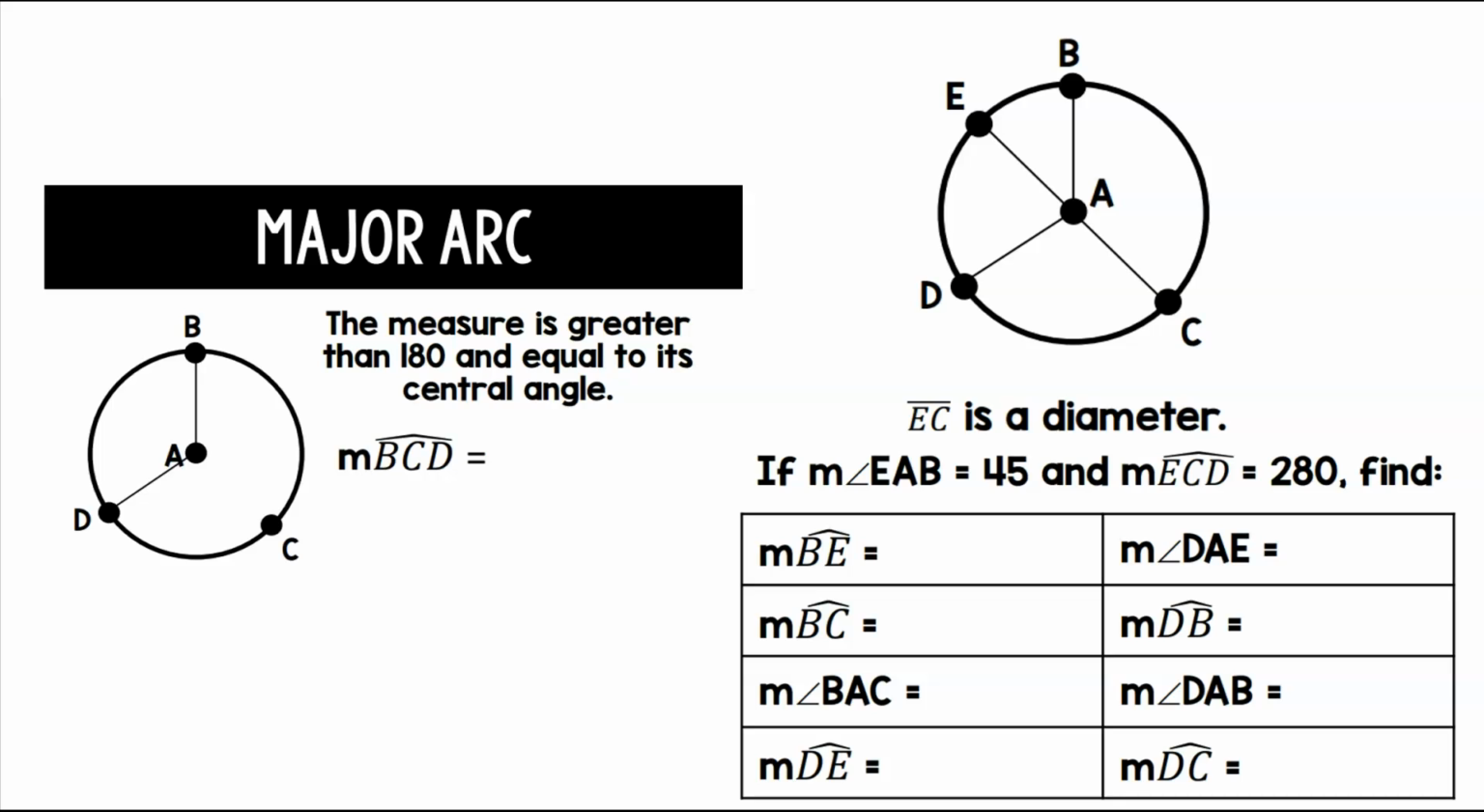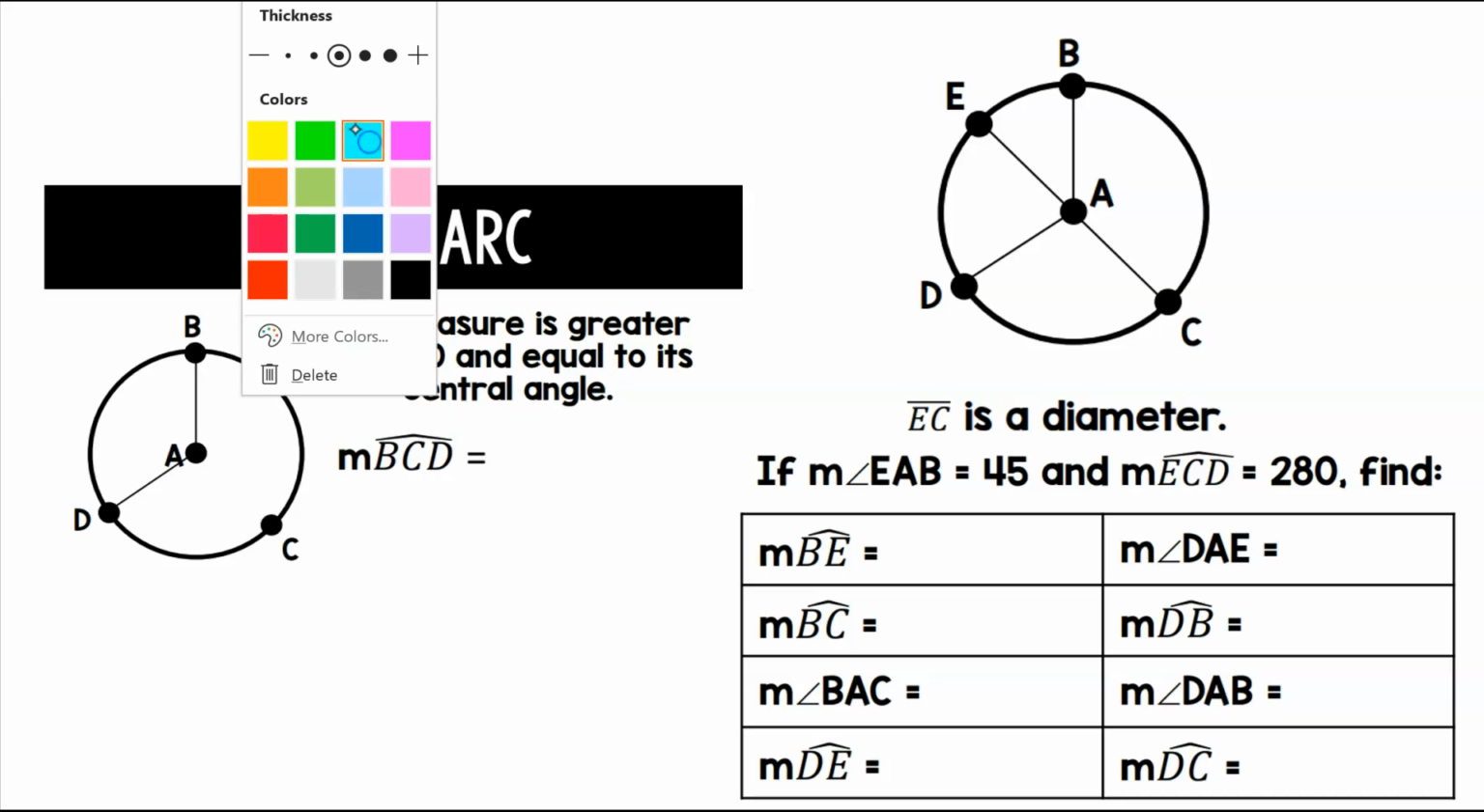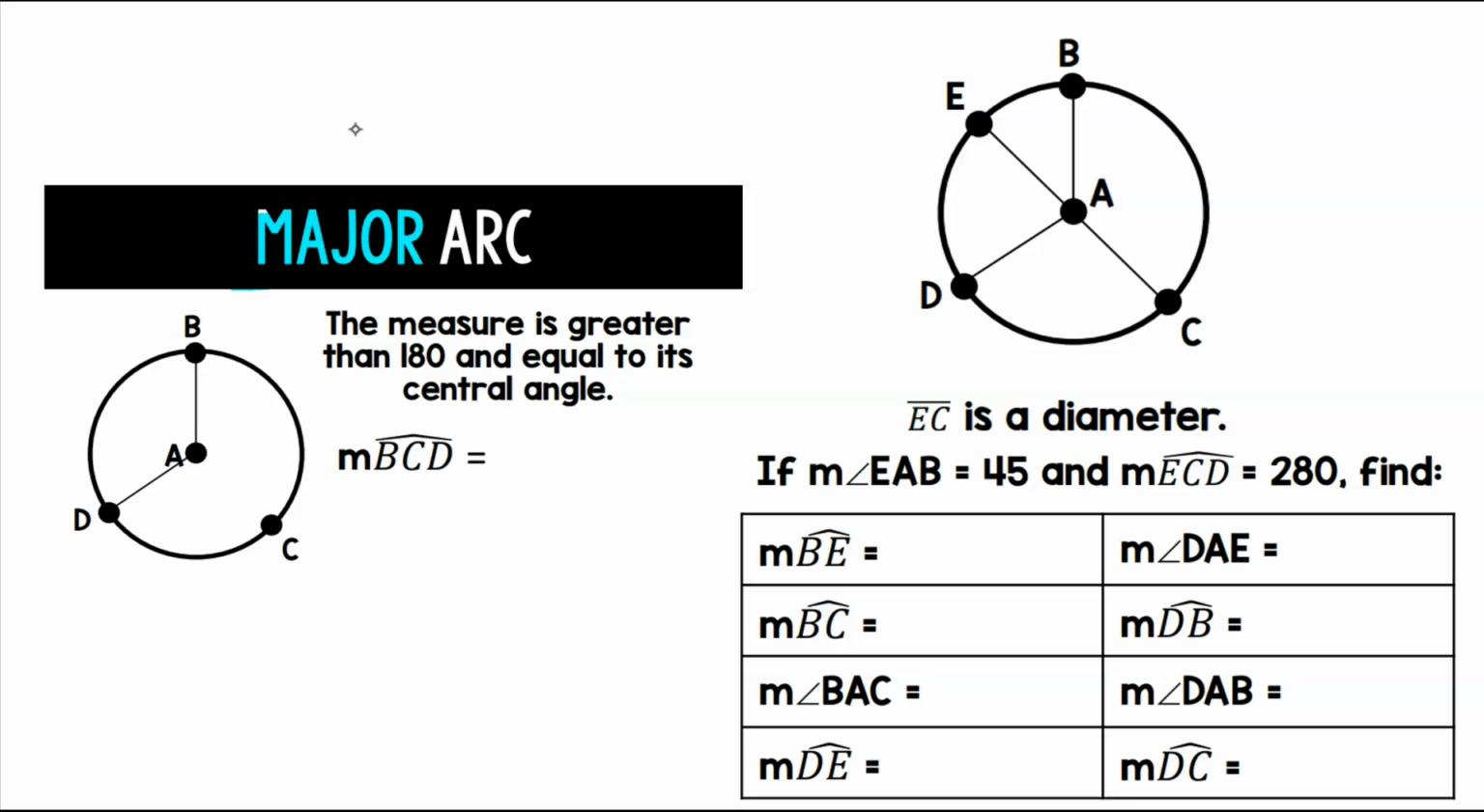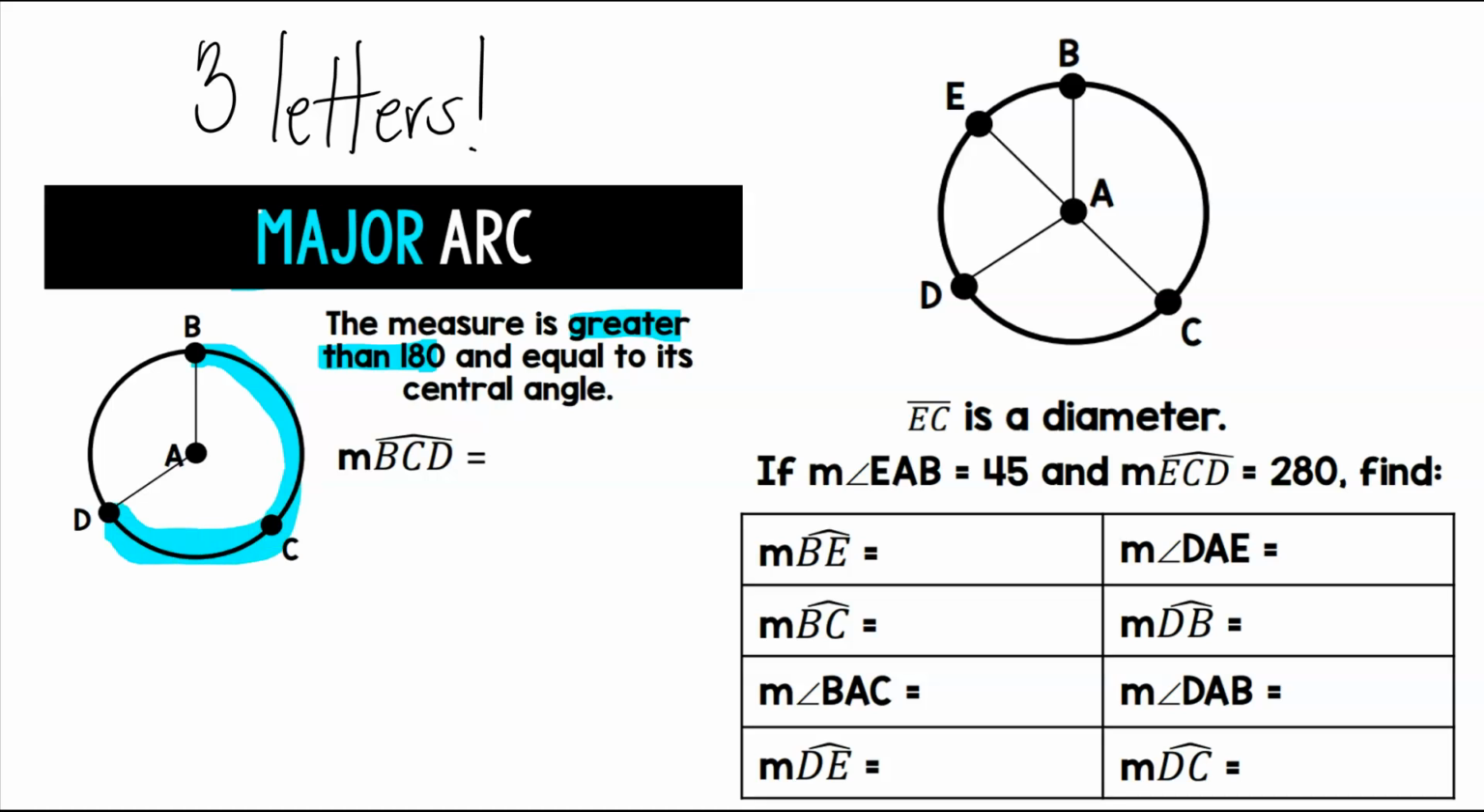Last but not least, we have major arc. A major arc is always going to be greater than 180 degrees, and it will always use 3 letters. That also gives us the direction. So for here, we're going to start at B, drive through C and then get to D. As you can see, that's more than half of the circle, which would imply it's more than 180 degrees, which means it is a major arc.